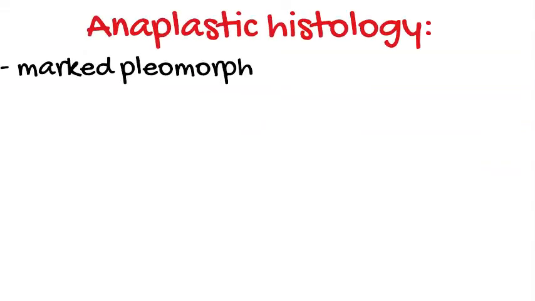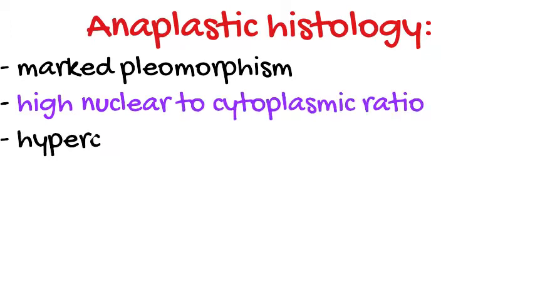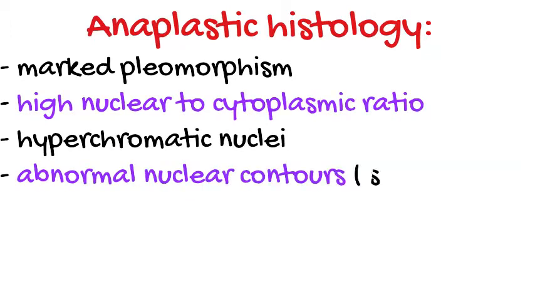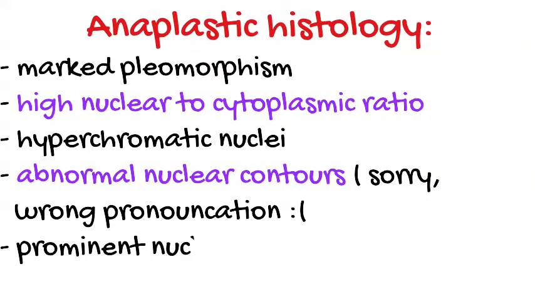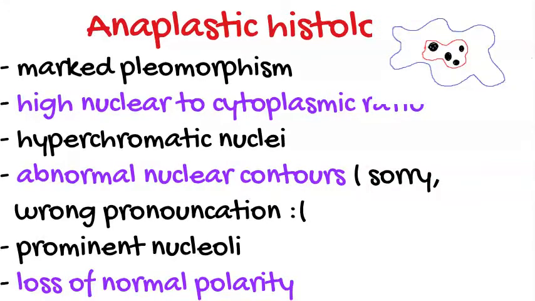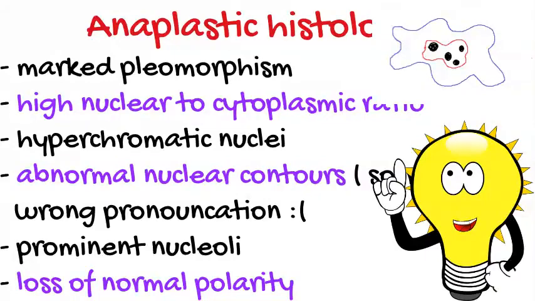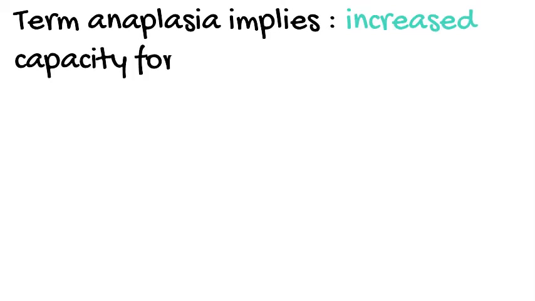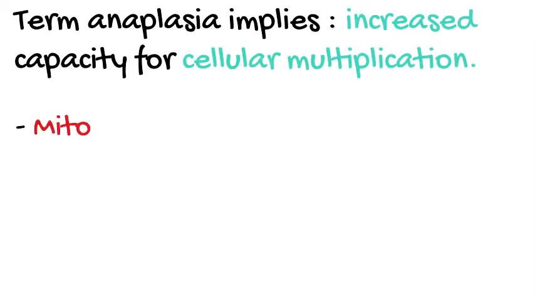What is the histology of anaplasia? Anaplastic cells display marked pleomorphism. Pleomorphism refers to a variation in size and shape of the cell. Anaplastic cells have high nuclear to cytoplasmic ratios, hyperchromatic nuclei, abnormal cell contours, prominent nucleoli, and loss of normal polarity. The term anaplasia also implies an increase in the capacity for cellular multiplication.